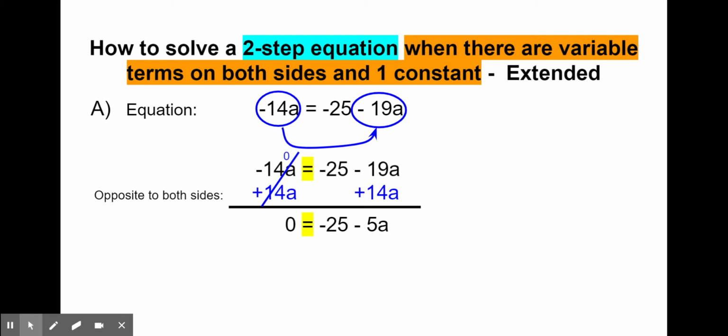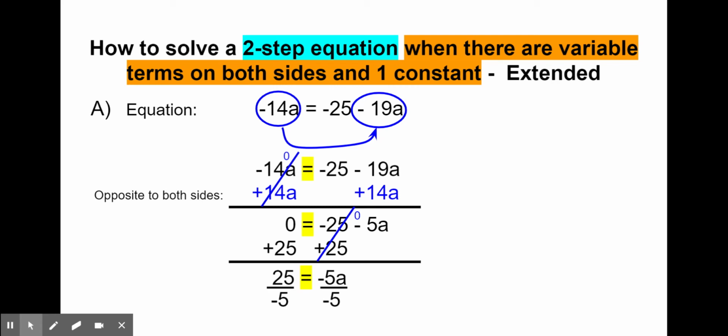So from here, we can use our same steps. We still use SADMAP, reverse order of operations. We add 25 to both sides of our equation. On the left side, we're adding 0 and 25. On the right side, we still cancel out that negative 25 plus 25. That's still 0, and we're left with negative 5a. But on the left side, we're left with 25. And our new equation is now 25 equals negative 5 times a, which is our one-step equation.